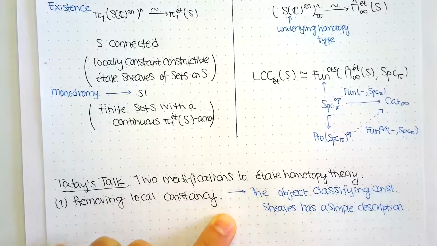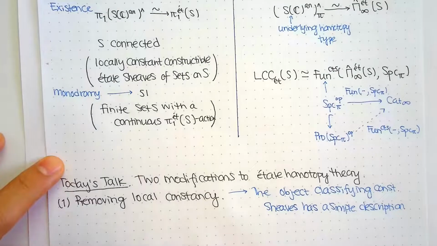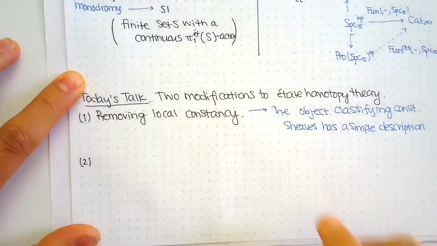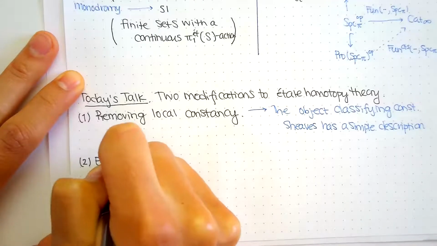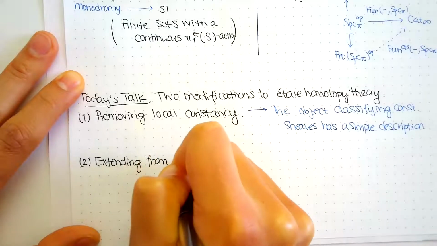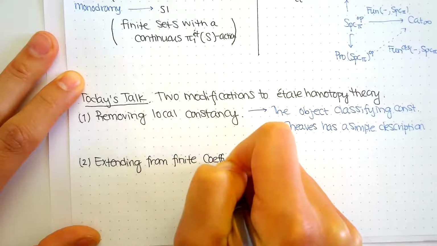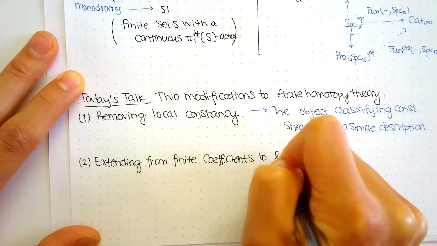And so it'll turn out to be a pro-ordinary category. There's no infinity involved here. And then the second part will be what has to do with condensed mathematics, and that will be extending from finite coefficients to L-adic coefficients.